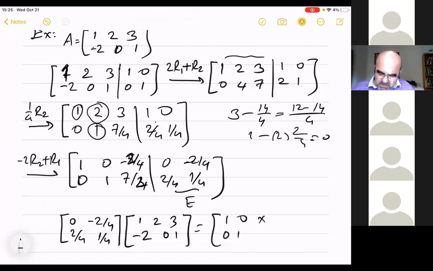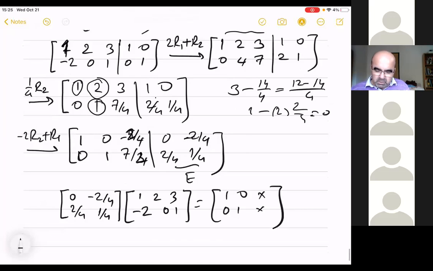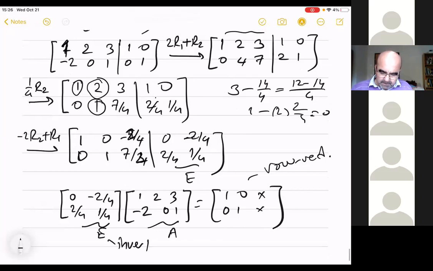And then here, we have these entries. So this is the row reduced echelon matrix. This is A, and that is the invertible matrix E. Okay, let me finish here, and then let me finish recording.